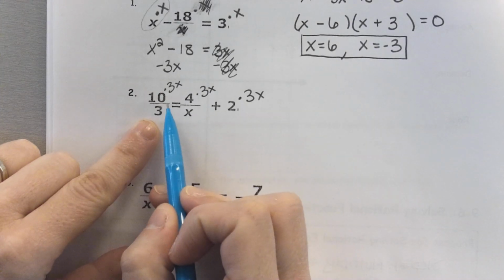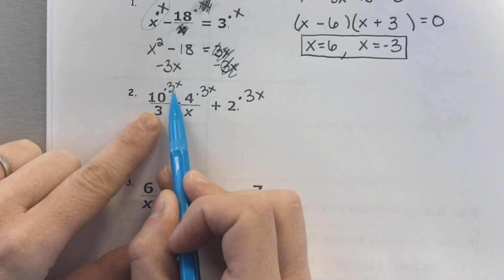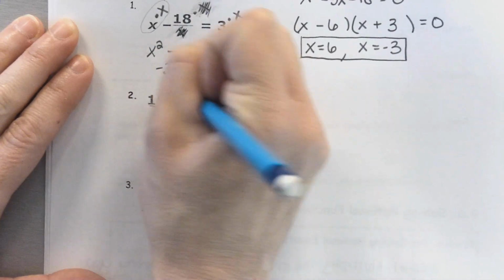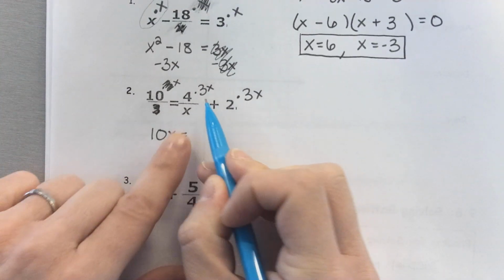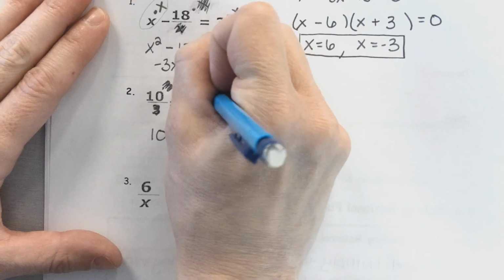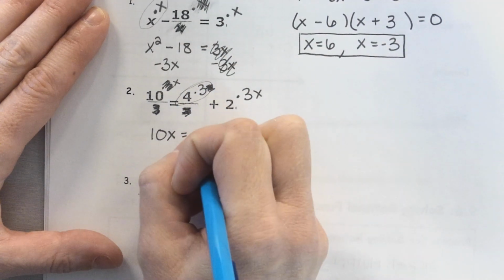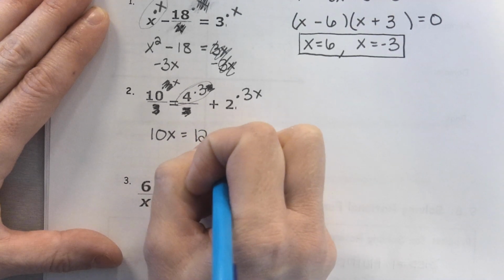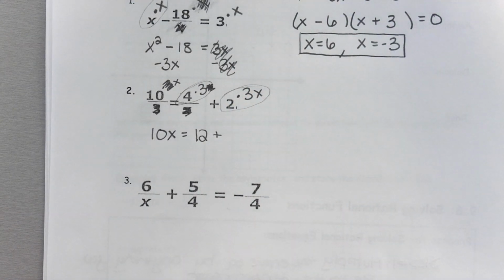Okay. Look at this part. What do you have that's going to cancel in this one? The 3's cancel. So there go the 3's. So on this side, I just have 10x. Over here, what cancels? The x's cancel. Boom, gone. So when I multiply, what do I have left? 12 plus. Can anything cancel here? No, because there's no denominator.